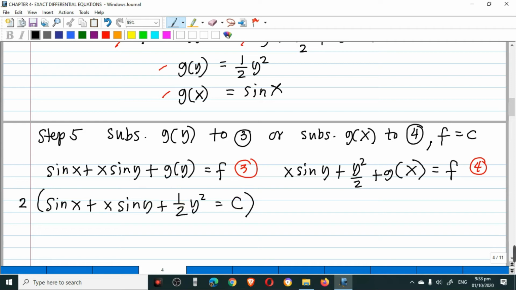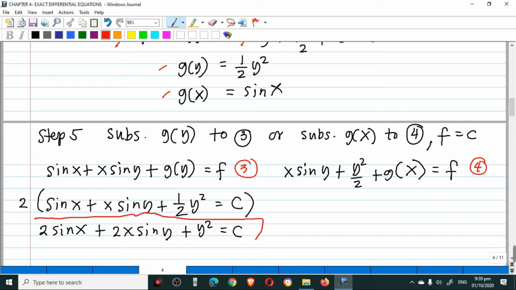Multiply this by 2. So, 2 sine of x plus 2x sine of y plus 2 will be cancelled out plus y squared, and this is equals to 2 times c is equals to 2c, or simply that is equals to c. So ito yung ating general solution. This is our final answer in solving the general solution of an exact differential equation na given.